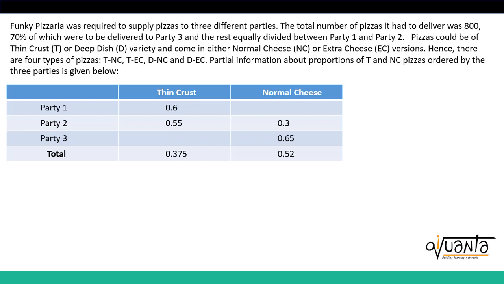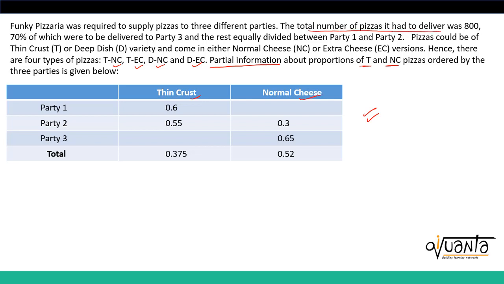Pizzas could be of thin crust or deep dish variety and come in either normal cheese or extra cheese versions. Hence, there are 4 types of pizzas: thin crust normal cheese, thin crust extra cheese, deep dish normal cheese and deep dish extra cheese. Partial information about the proportions of thin crust and normal cheese pizzas ordered by the 3 parties is given below. So this is the table that we have been provided with. We have some partial information regarding thin crust and normal cheese pizza.